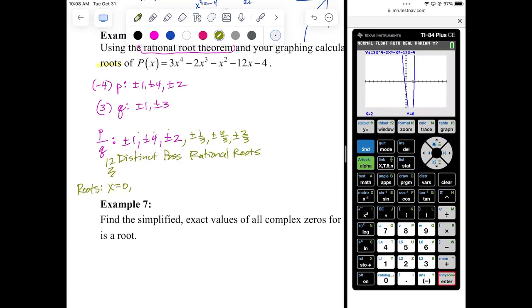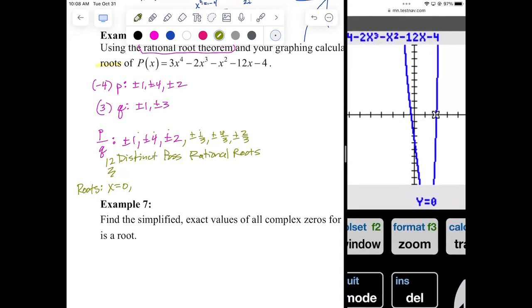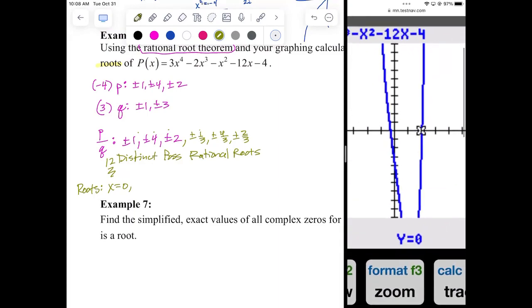And then the next one, is it -1/2? Is -1/2 in our candidate list? No, it's not. -1/2 is not in our candidate list, so it can't be -1/2. But it could be what?